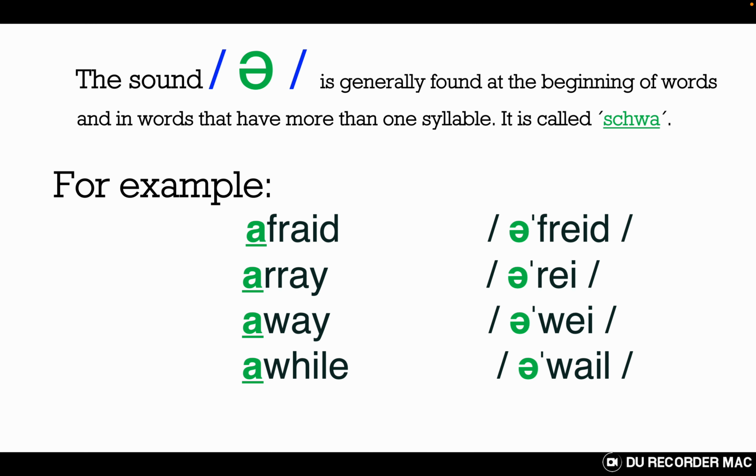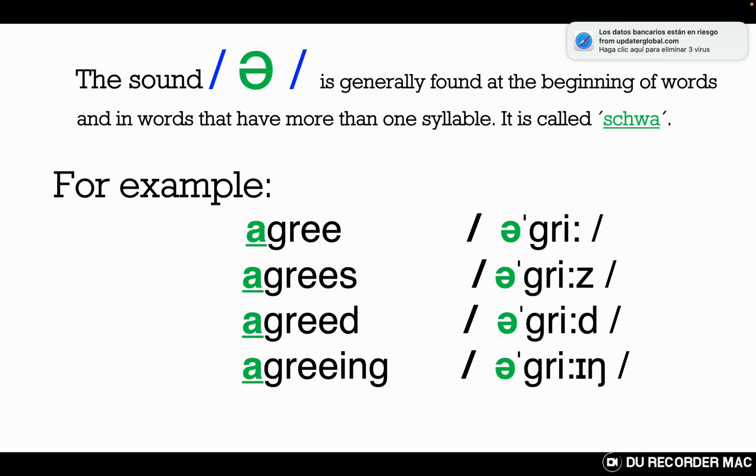The first word is afraid. The second word, array. The third word, away. The last word, a while. So let's repeat after me. Afraid, array, away, a while. Let's go to the next slide.